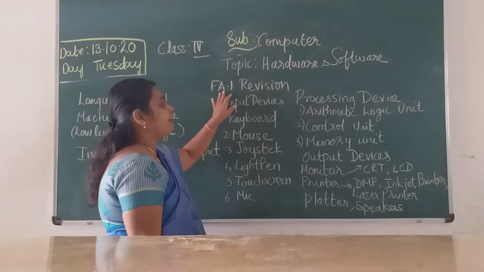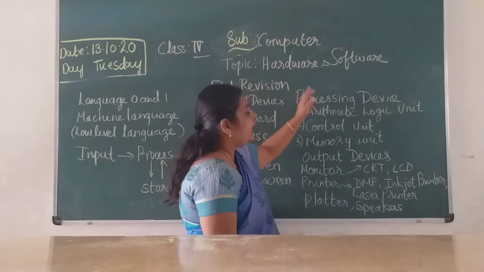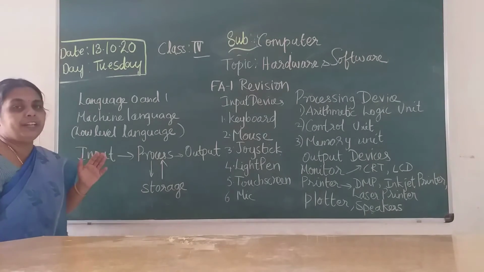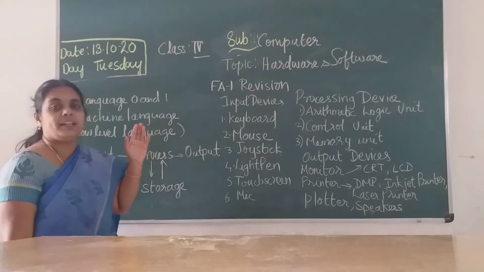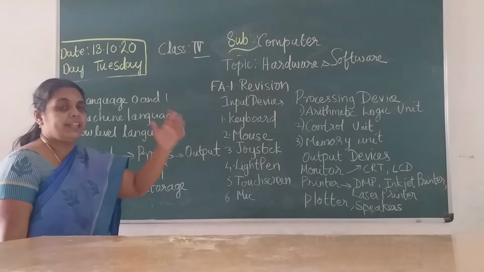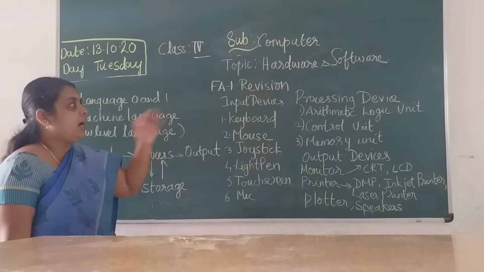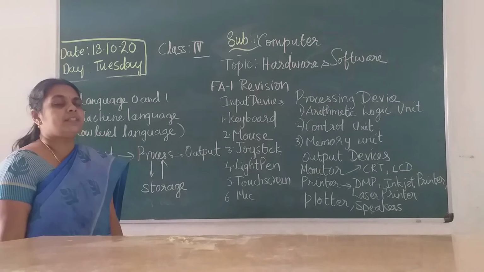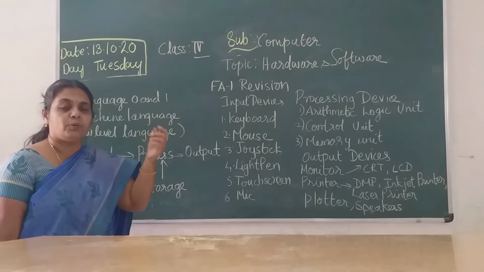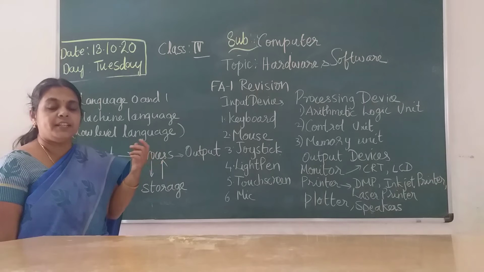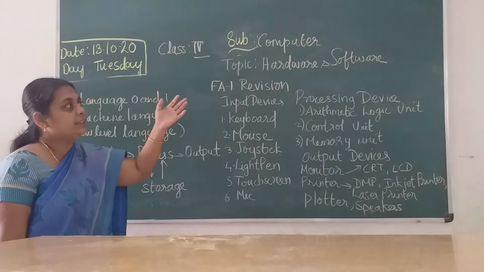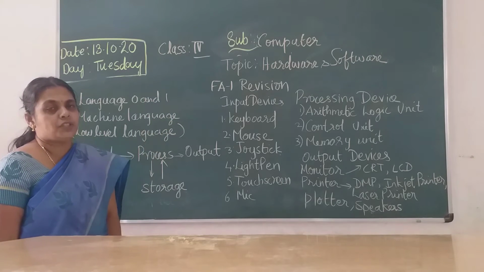So today we are going to do a revision of the first lesson, hardware and software. Okay, so the computer can be divided into two parts: hardware and software, children. Hardware is the parts which you can touch and feel, like keyboard and mouse. Software is what you cannot touch and feel, but you can see, like when you are watching movies, listening to rhymes, or typing something. All of that comes under software.